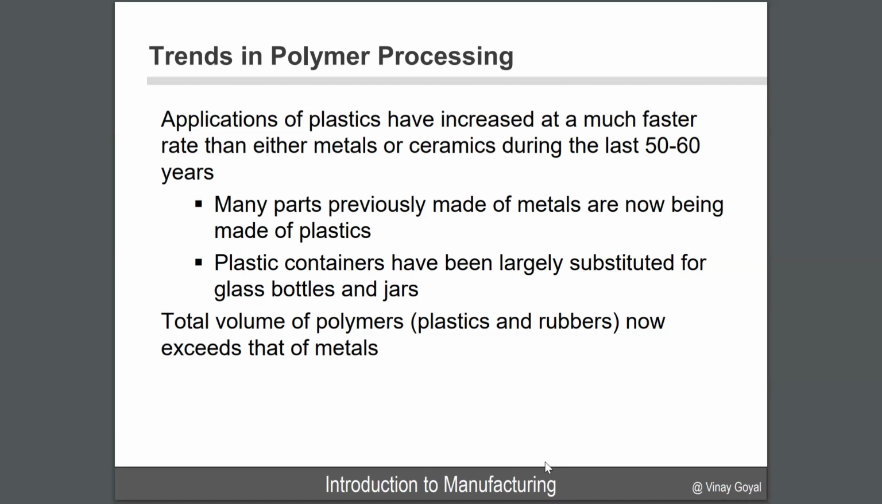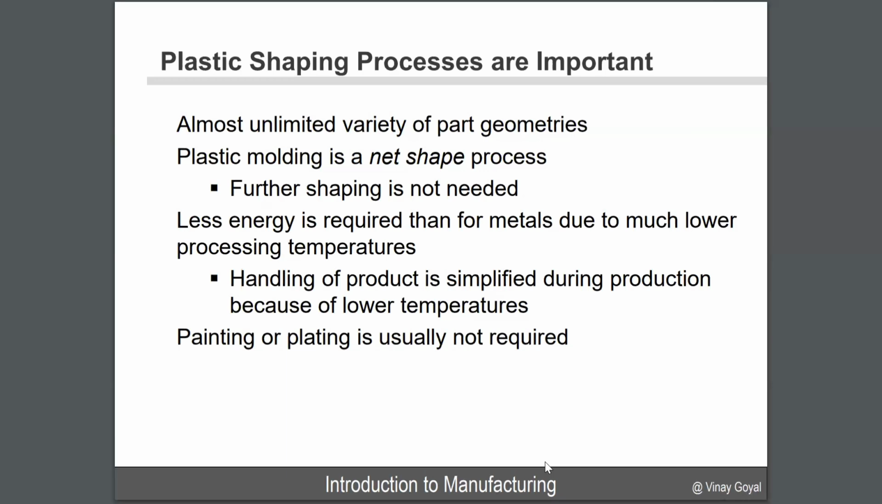Plastic containers have been a large substitute for glass bottles and jars. You have seen that already in society, and the total volume of polymers is quite a bit greater than that of metals. And you may think, well, where? Let me give you an example. A high performance bike is going to use polymers in the way of composite materials, because composite materials have fibers and a polymer epoxy that helps deliver the loading environments required.